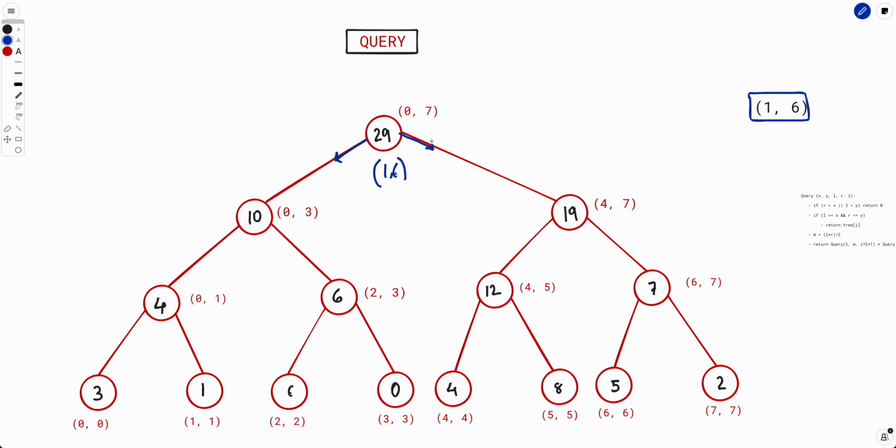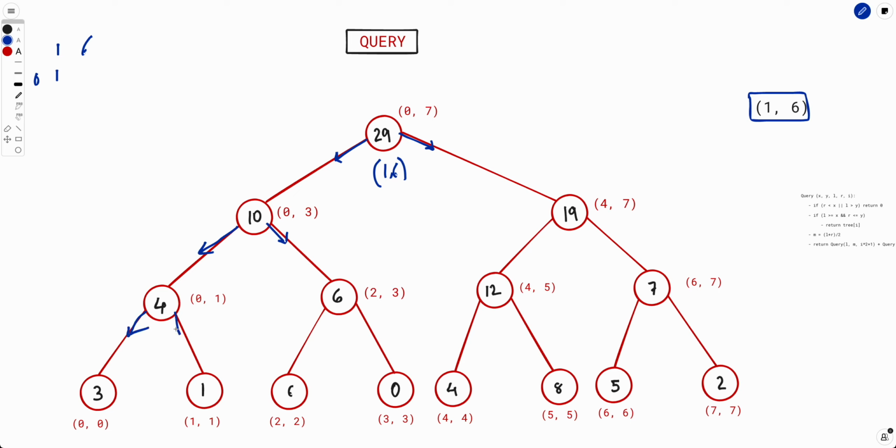Let's first start with the left half. Does 1 to 6 completely overlap with 0 comma 3? The answer is no. There is some overlap, but it is not a complete overlap, right? So that's where we will again go to its left and right. Let's start with the left part, 0 and 1. So 0 to 1 and 1 to 6. Do they completely overlap? The answer is no. So we will again go to both left and right half.